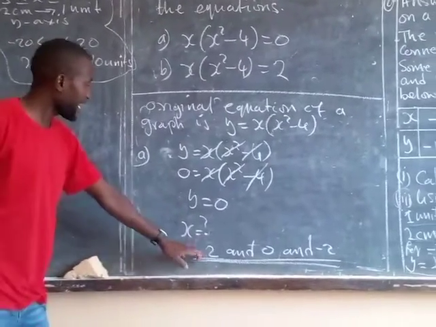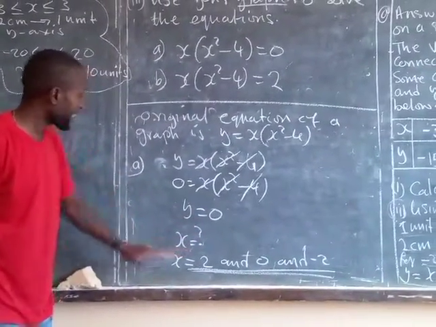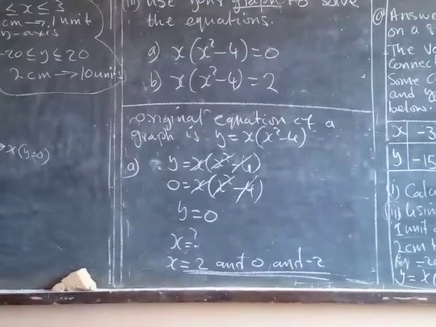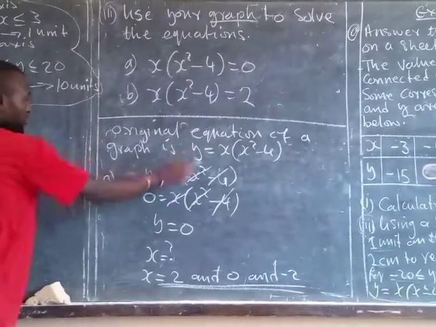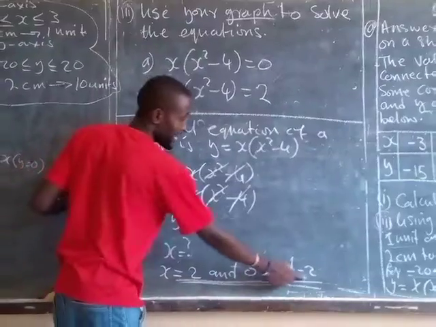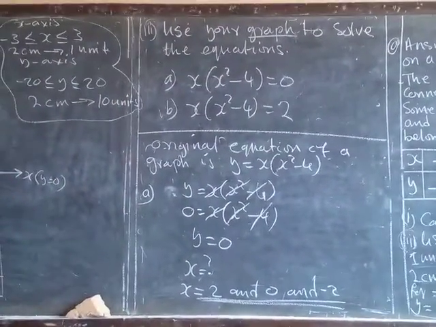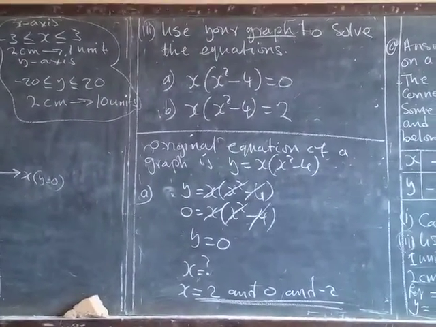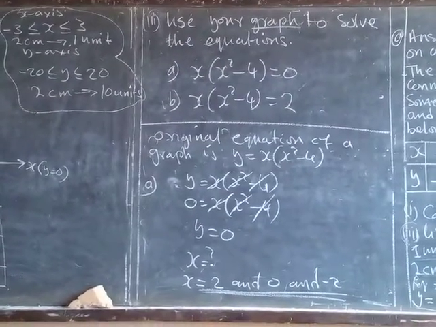So I found that the line y is equal to 0 is cutting the curve, the equation, on 3 points, which are 2, 0, and negative 2. And that will be your final answer. So this is how you can solve it in a simpler way.